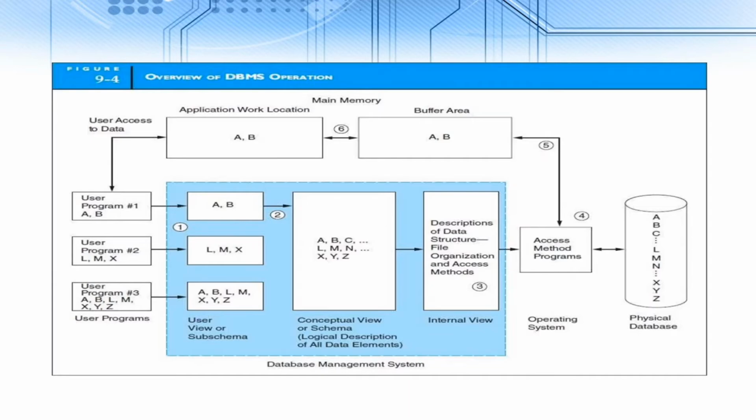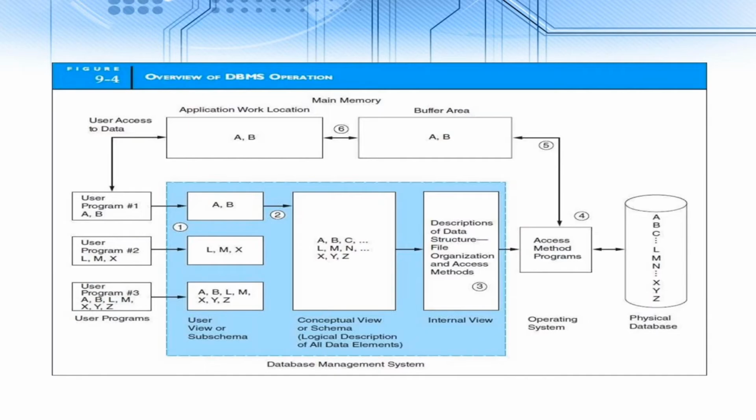So the third one, step 3, is the database management system determines the data structure parameters from the internal view and passes them to the operating system which performs the actual data retrieval. Data structure parameters describe the organization and access method for retrieving the requested data. So step 4, using the appropriate access method, the operating system interacts with the storage device to retrieve the data from the physical database.